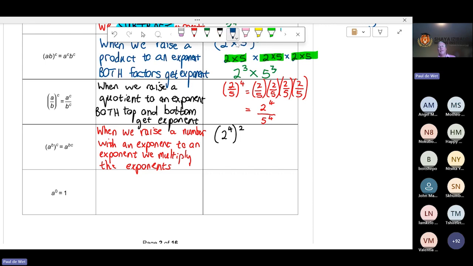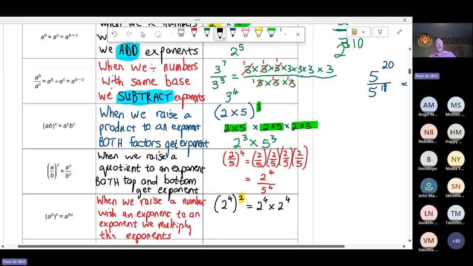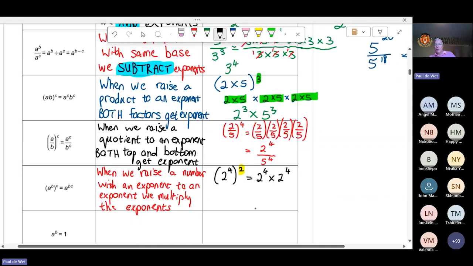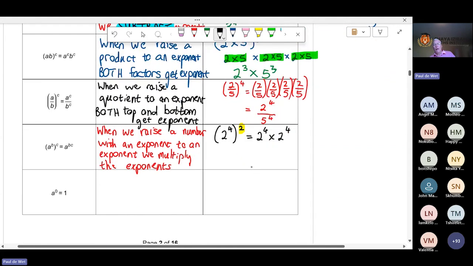Okay, what does that mean when we square something? I know I can't hear your answers, but you're welcome to say them out loud yourself. It means to multiply it by itself. So 2 to the 4 squared means 2 to the 4 times 2 to the 4. If you look at the very first rule that we said, when we multiply numbers with the same bases, we will add the exponents. So in other words, our answer will be 2 to the 8.